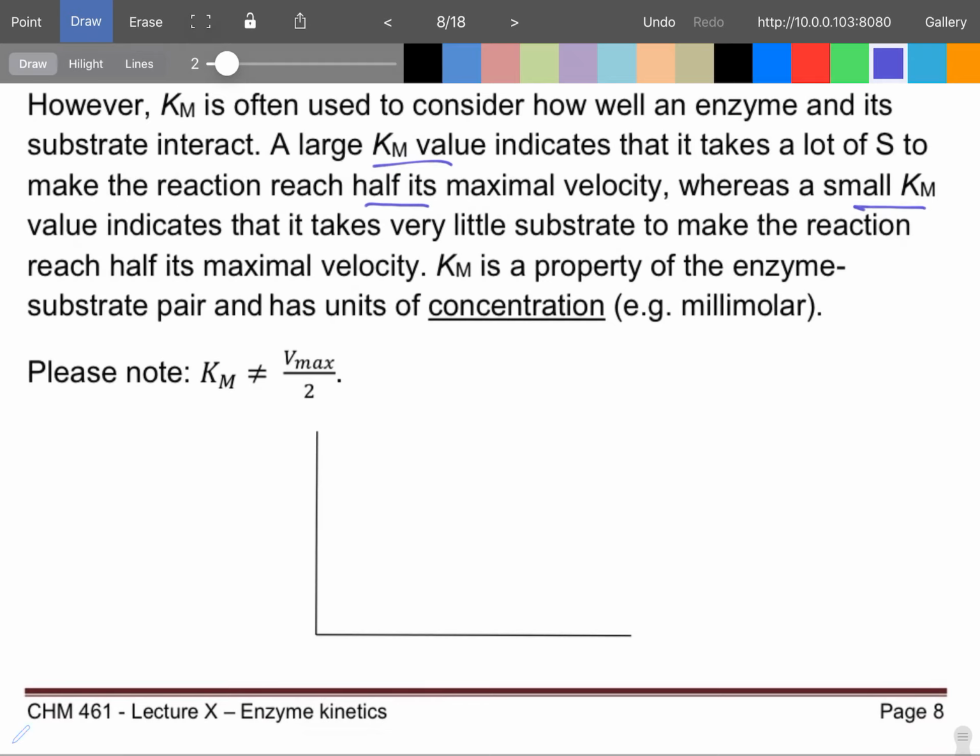One other thing I want to note is, please note that this statement is not true, that Km is equal to 50% Vmax. Km is the substrate concentration that will give us 50% Vmax. We're going to plug values into the equation in order to determine that. The units on that don't even match up. Units of Km would be concentration, and units of velocity would be concentration per time. So please don't make that mistake.